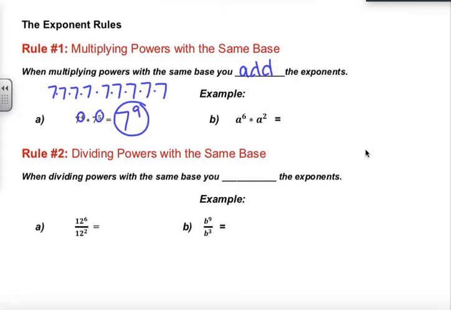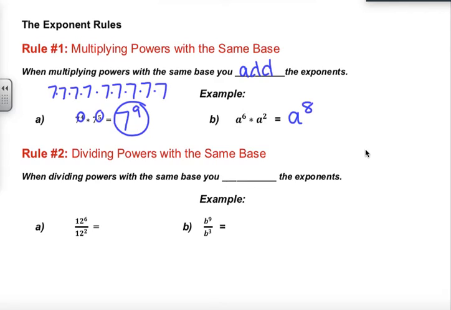In example B, the base number is a variable, but those variables are the same. So because they're the same, that means they're the same base, the same number. I can take the exponents and I can add them. This is going to end up being a to the power of what? 8. Yes. 6 plus 2 is 8, so this is going to be a to the 8th power.